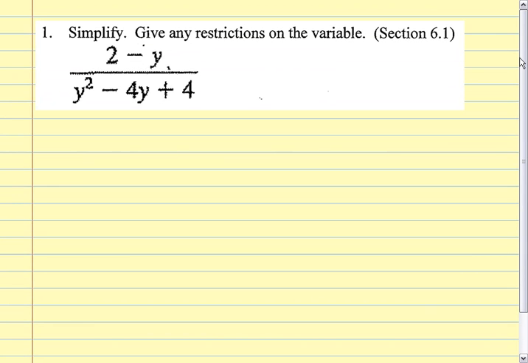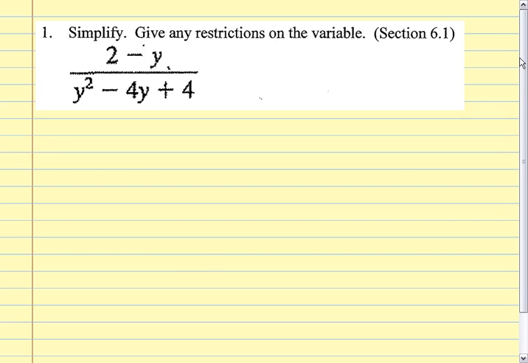Okay, folks, number 1. It says simplify. You guys have already done this, hopefully. Give any restrictions on the variable. Remember, when it says any restrictions, that means what can the variable not be? Because it cannot make the denominator equal 0. If it makes the denominator 0, then it cannot be that value. All right, so we're going to deal with that in a moment.